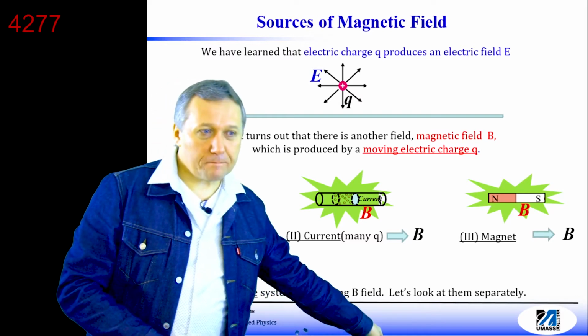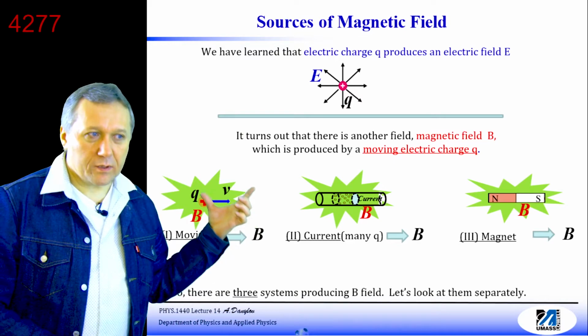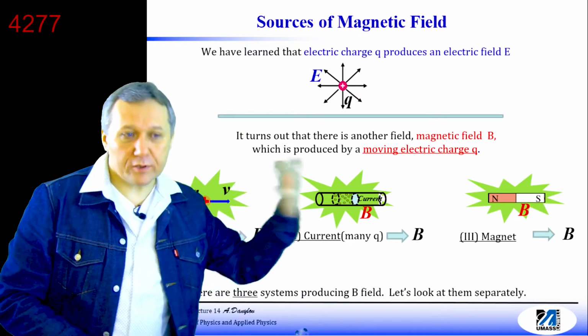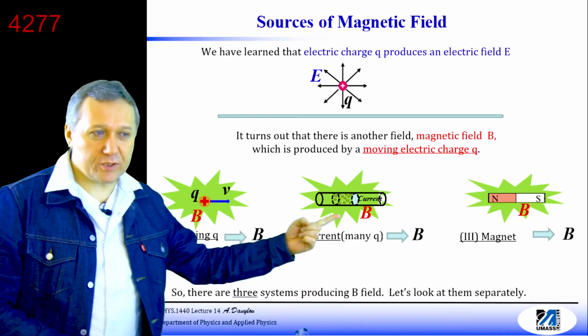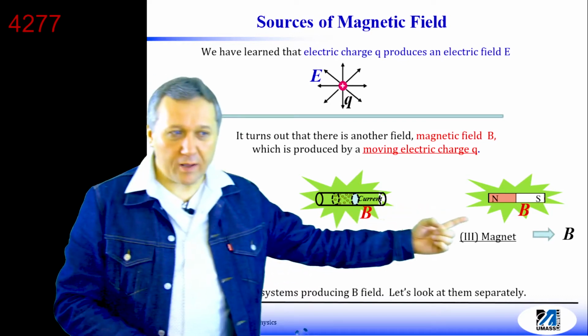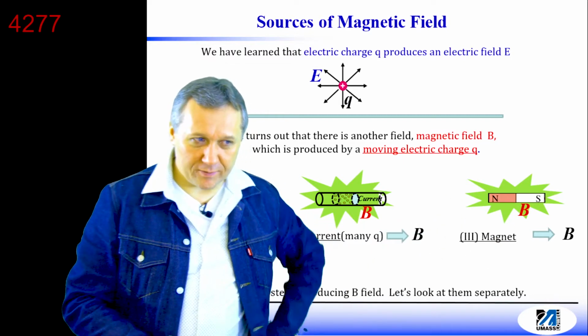But of course, a reasonable question: every time there must be moving charges in order to produce a magnetic field. We see a moving charge here, we see moving charges there. Where are the moving charges in a permanent magnet in order to produce this magnetic field?